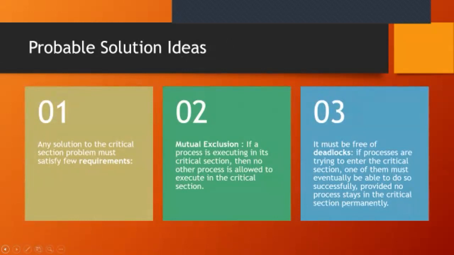Okay. These are the different problem solution ideas. First, any solution to the critical section must satisfy a few requirements. Second, mutual exclusion: if a process is executing in its critical section, it should be ensured that only one process can execute in the critical section. The rest of the processes should wait. And third, it must be free of deadlocks. What is deadlock? Can anyone explain?